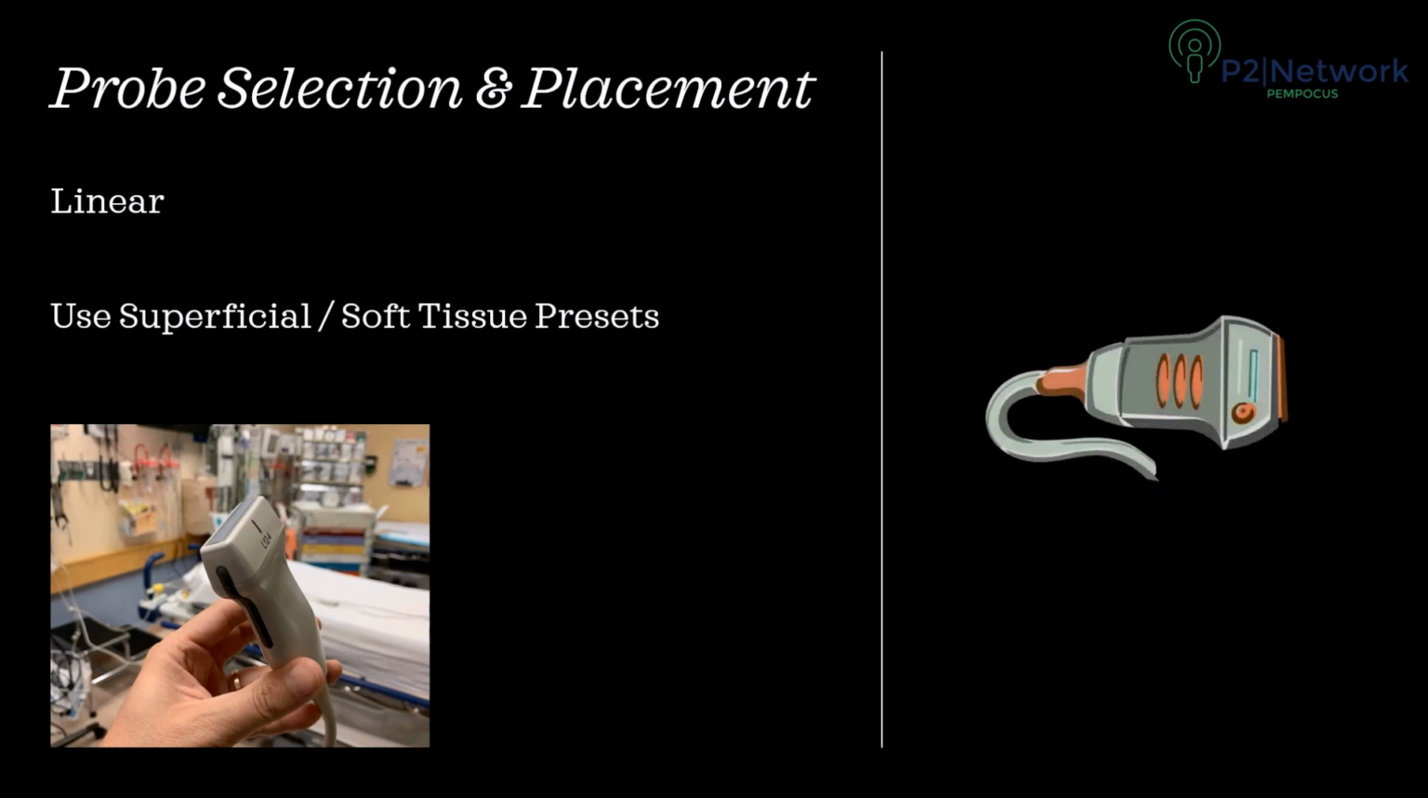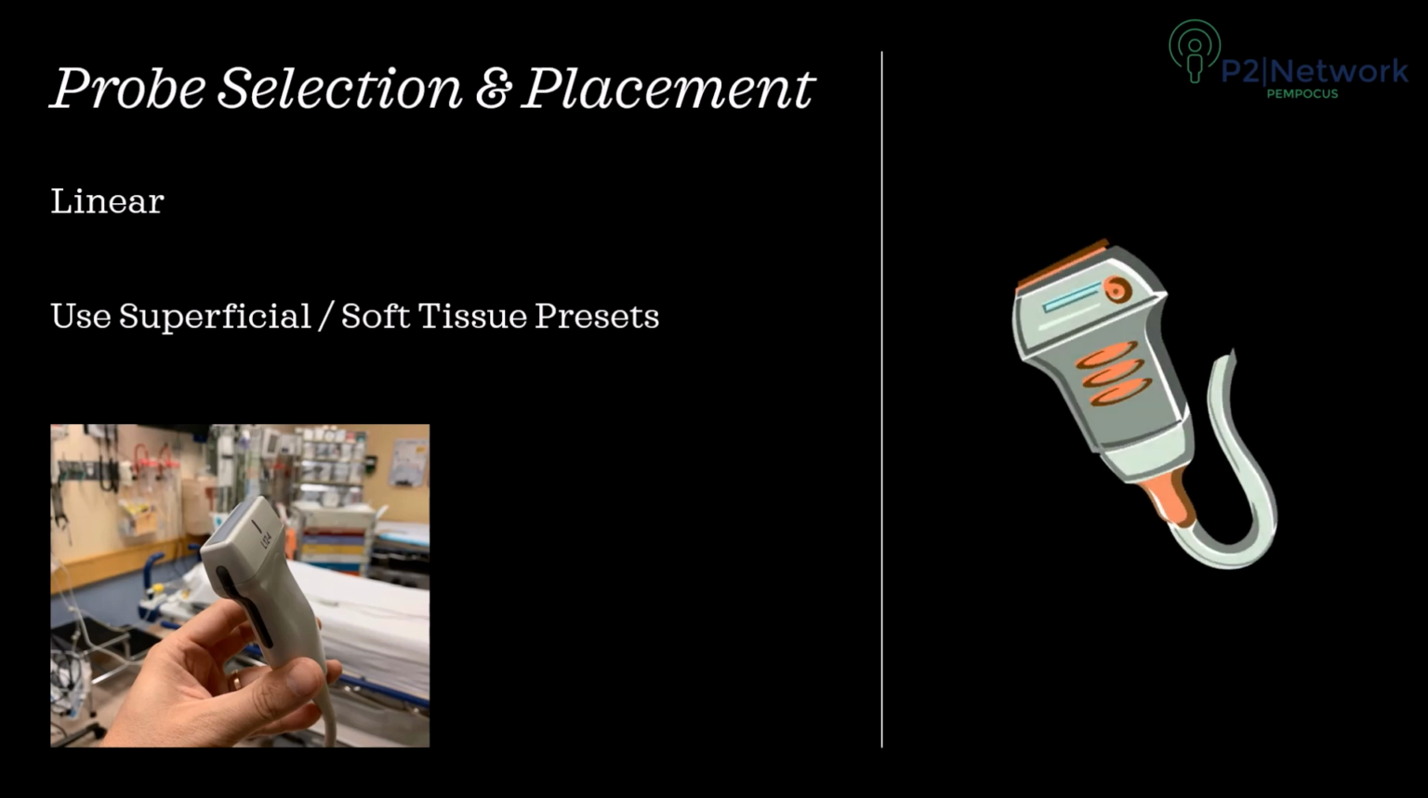The linear transducer is the probe of choice. It has high resolution and detail. Several transducer presets exist for soft tissue, including small parts, vascular, musculoskeletal, nerve.